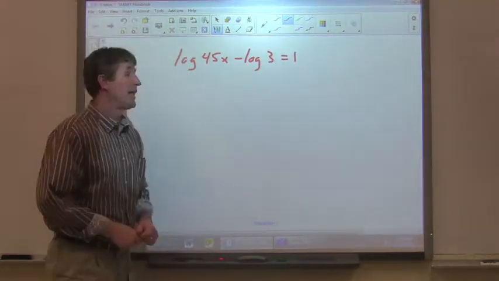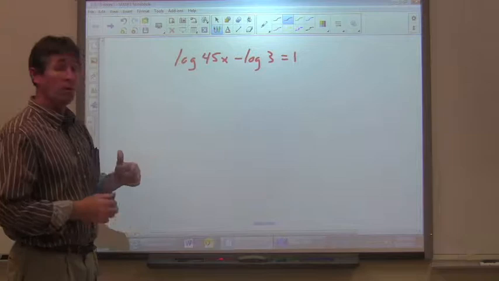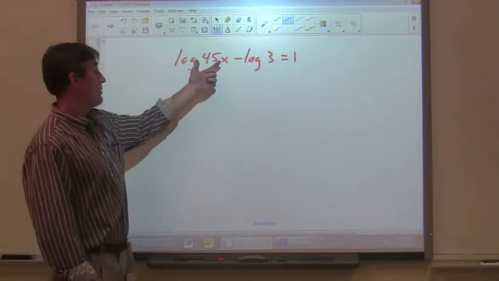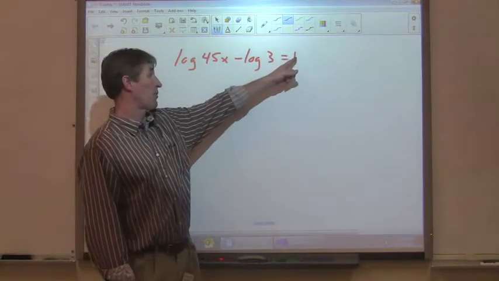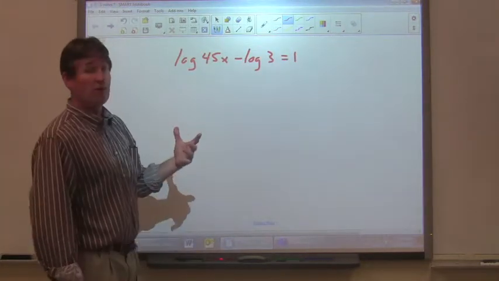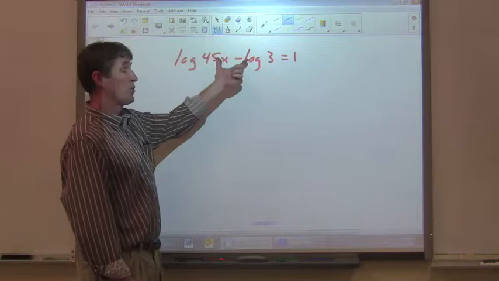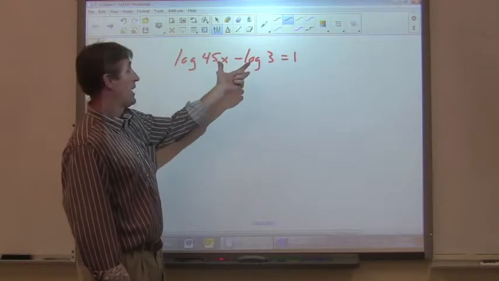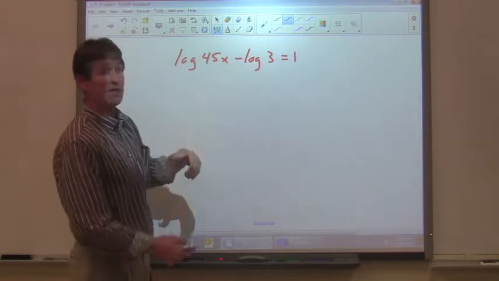Okay, a little more complicated now. Again, we want to look where the variable is. And the variable is not in the exponent. Remember, our exponent with logarithms is over here. But what we do have to do is get this down to a single logarithm. And to do that, we know that subtraction is division.